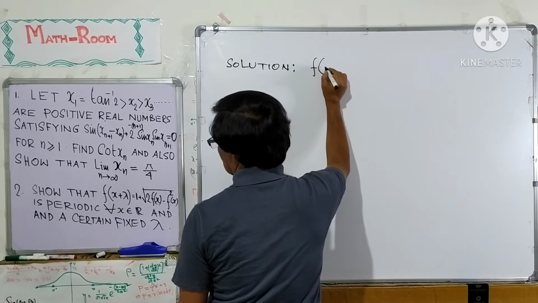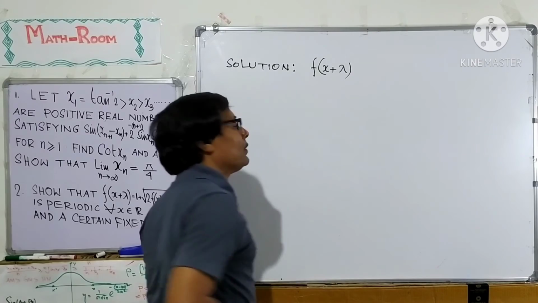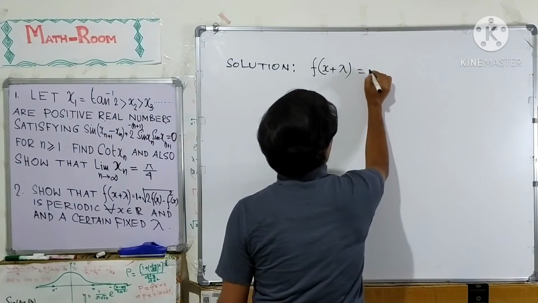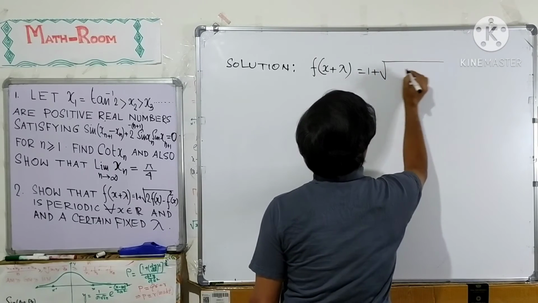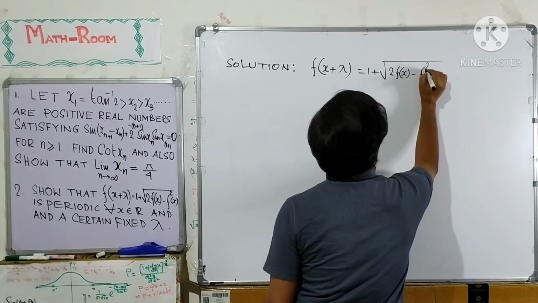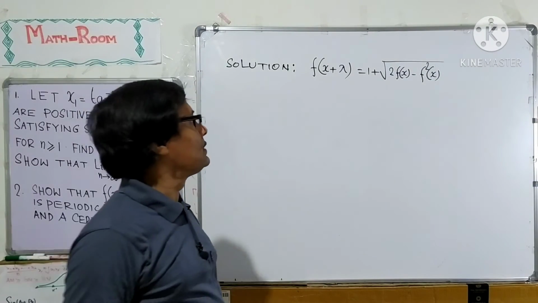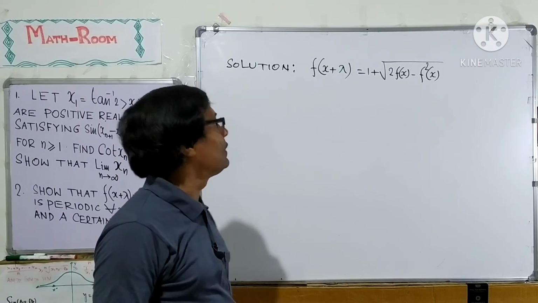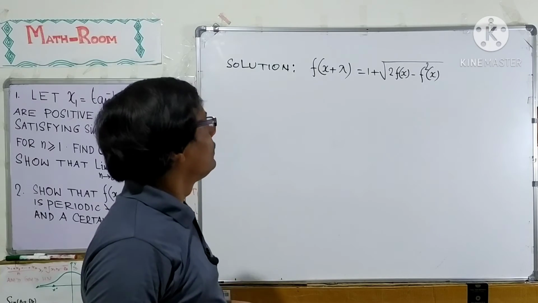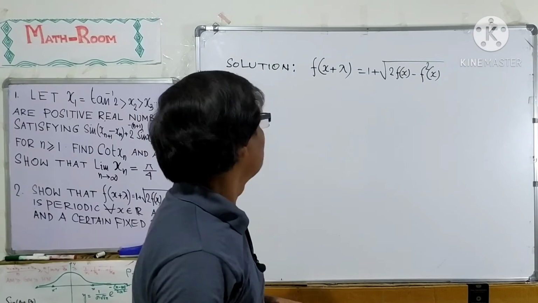Here, the given functional relation is: function of x plus lambda equals 1 plus square root of 2 f x minus f square x. This is the functional equation given here.